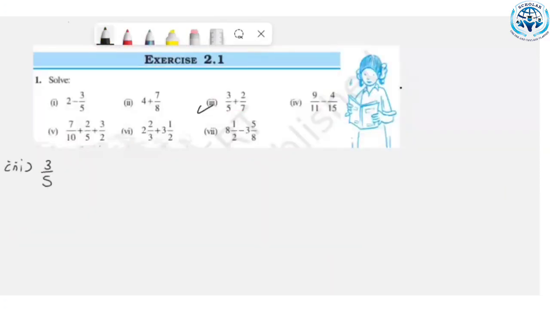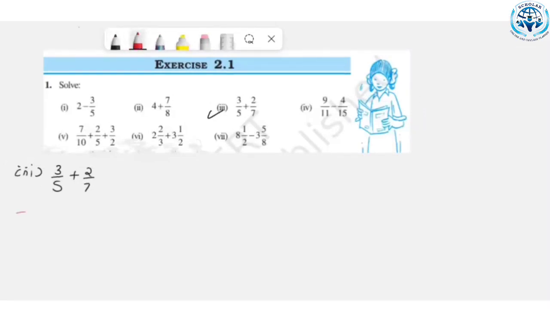Third one, 3 by 5 plus 2 by 7. We will find the LCM of 7 and 5. 7 5 ja 35. The LCM is 35. We will convert into like fractions and then add.